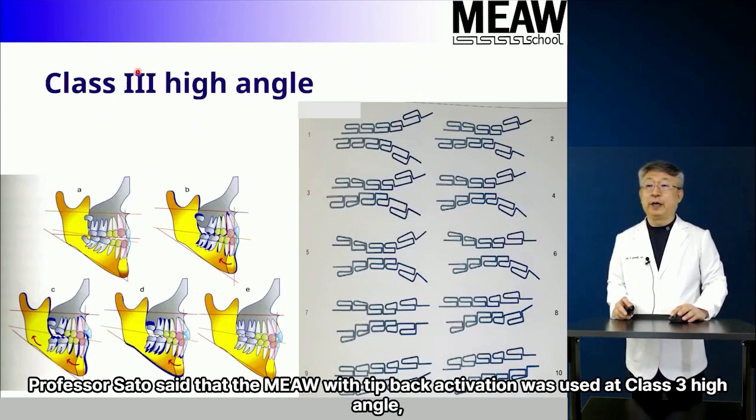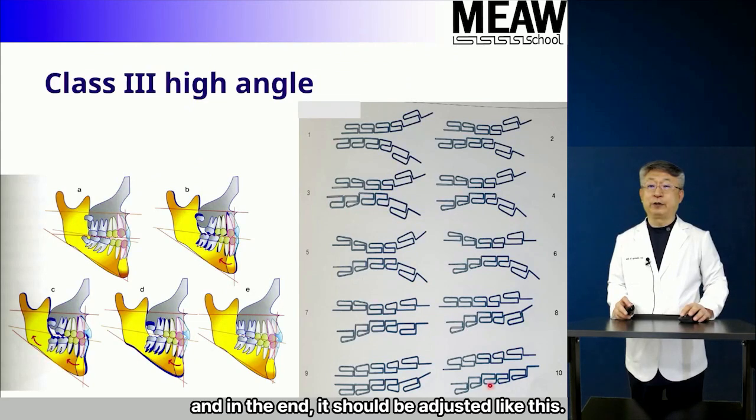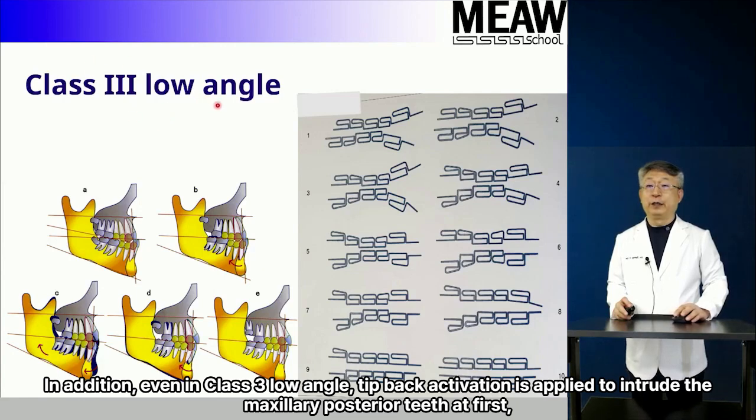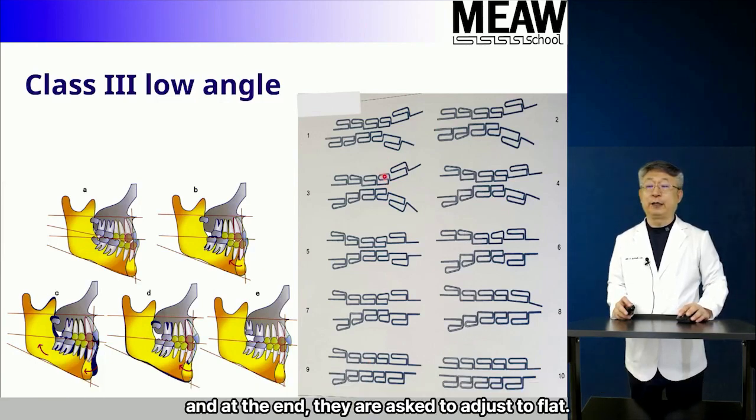Professor Sato said that the MEIW with tip-back activation was used at Class 3 high angle. And in the end, it should be adjusted like this. In addition, even in Class 3 low angle, tip-back activation is applied to intrude the maxillary posterior teeth at first, and at the end, they are asked to adjust to flat.